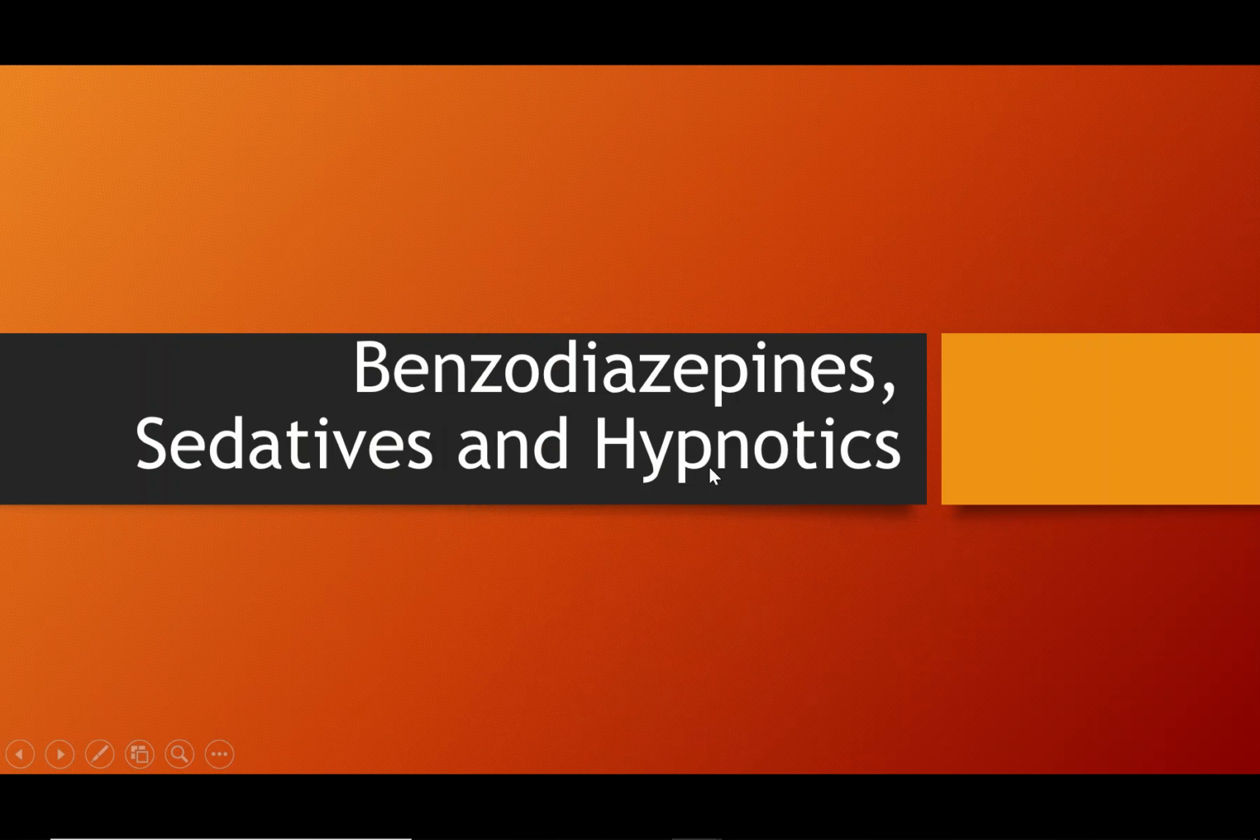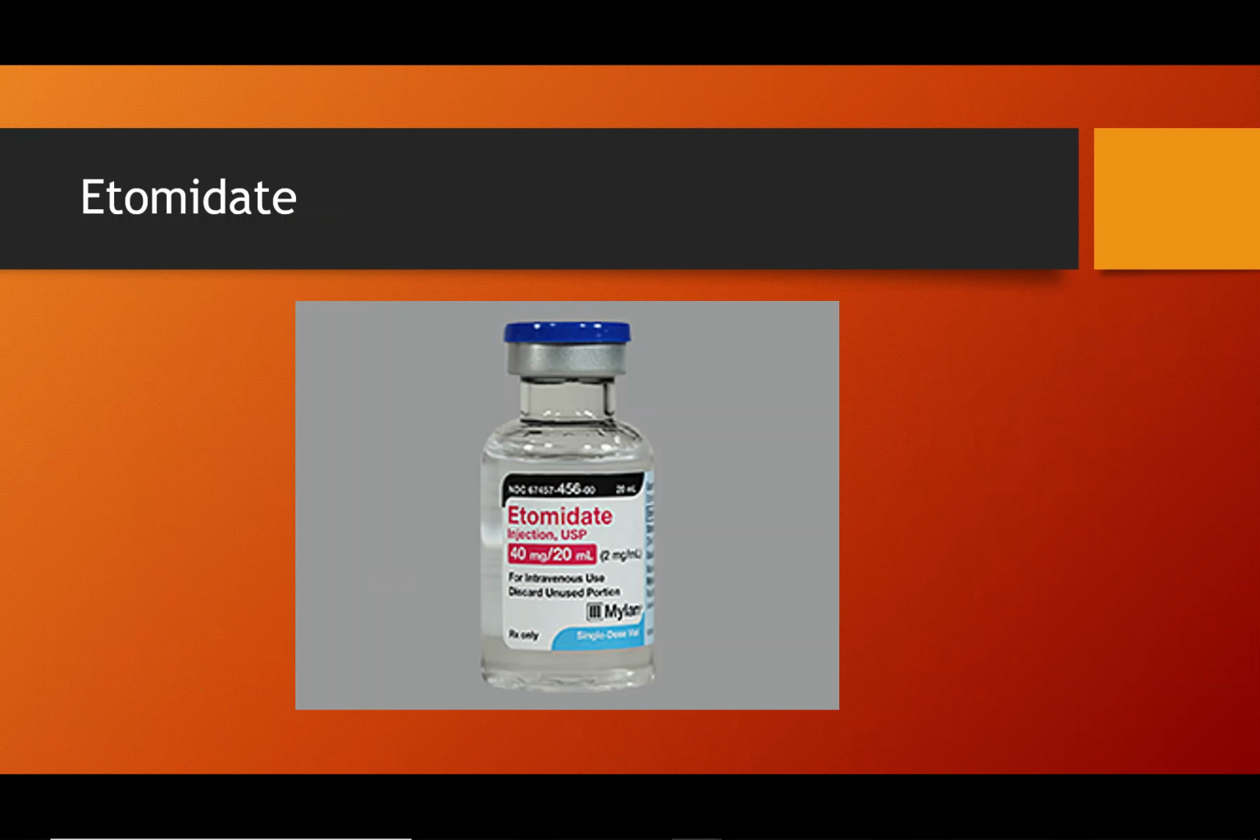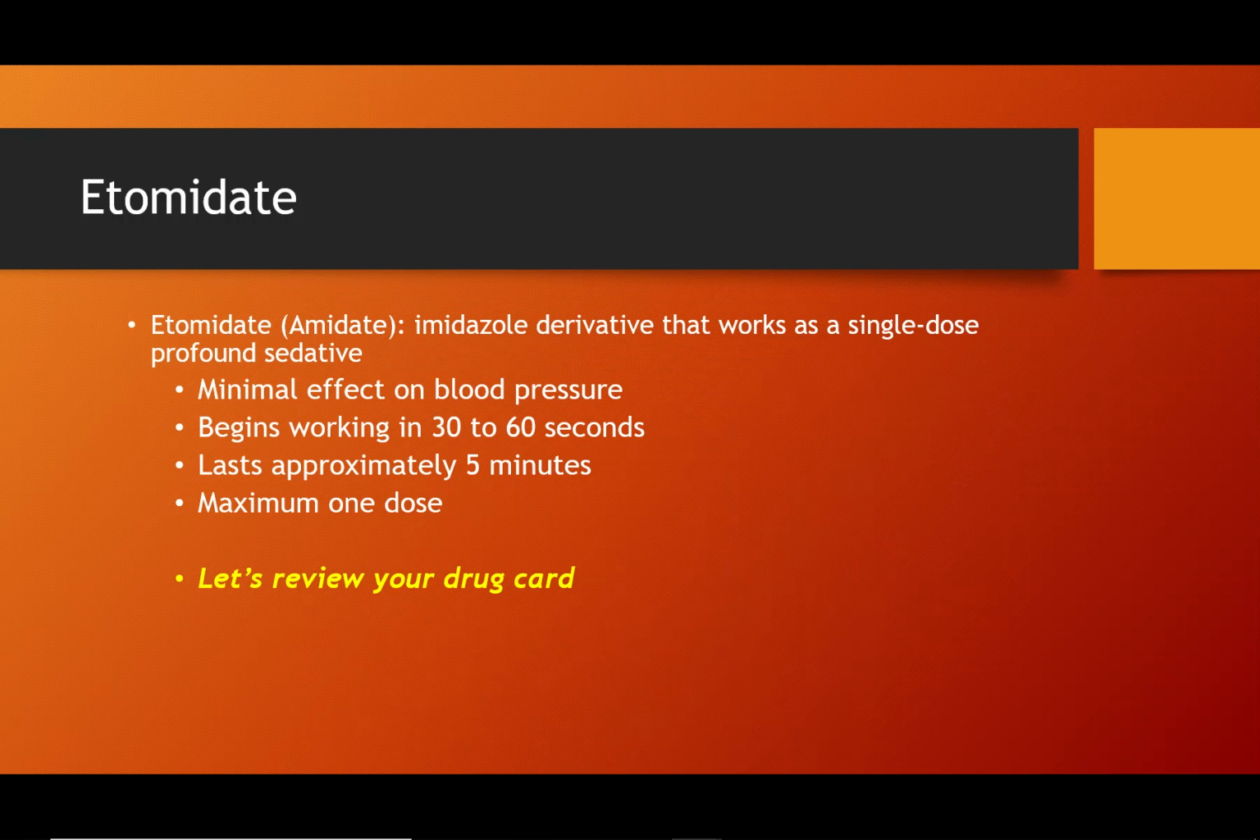All right, we're going to be talking about benzos, sedatives, and hypnotics in this lecture. The first drug that we're going to be talking about is etomidate. You'll see a typical packaging of etomidate right there, 40 milligrams per 20 mLs. We're going to look at your drug cards here in just a minute.